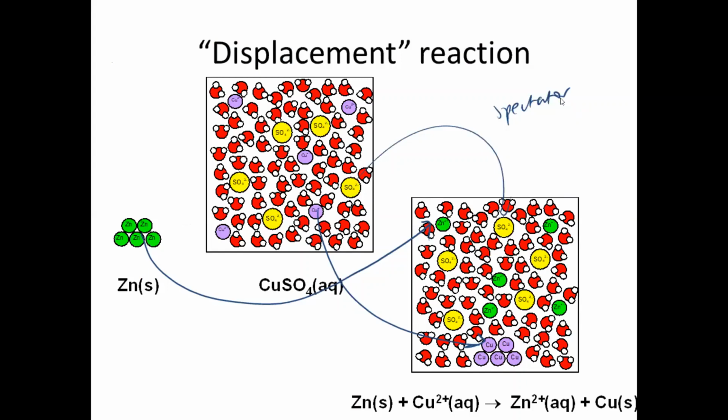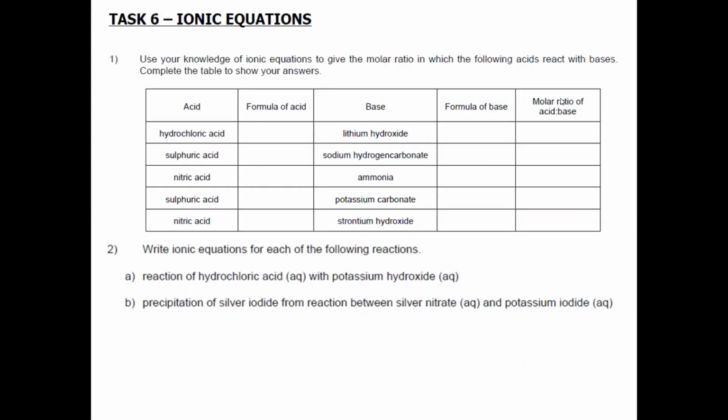Right, so what I want you to do is to have a go at task number 6. So there are 2 questions, pause and have a go. Right, so question number 1 says, use your knowledge of ionic equations to give the molar ratio in which the following acids react with bases. So we need the formula. So hydrochloric acid, sulfuric acid, nitric acid, sulfuric acid, nitric acid.